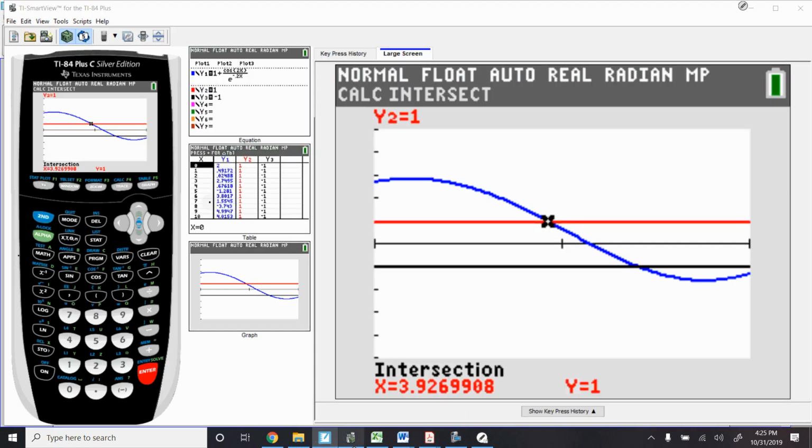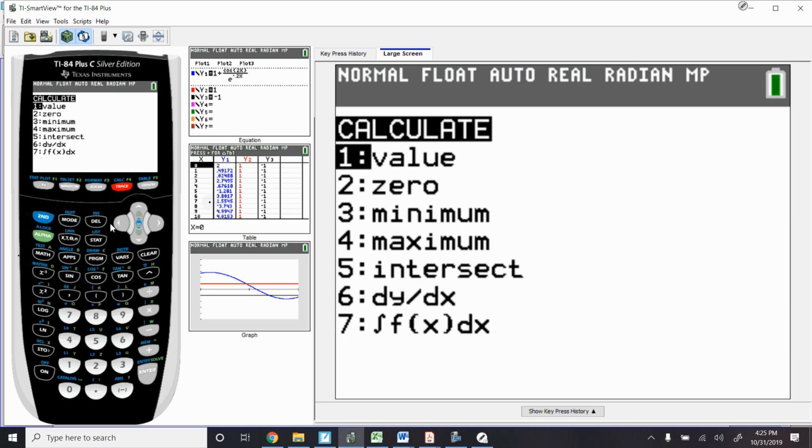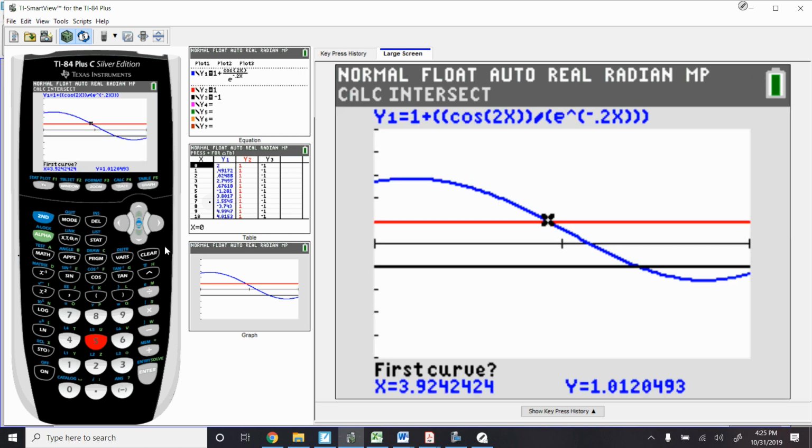I need to find that other intersection. I'll do second calc number 5, intersect. And now I just want to arrow over to be closer to that second intersection. Okay, close enough. I'll hit enter.